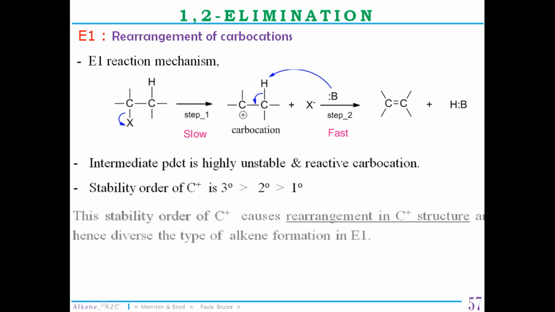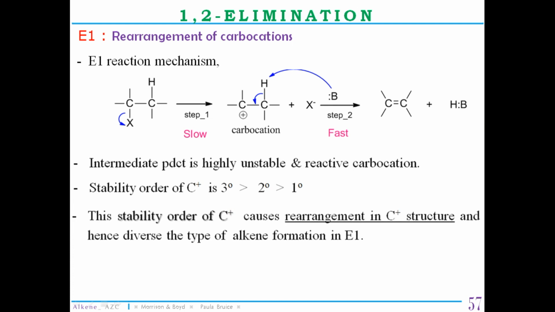Rearrangement of carbocation in E1. A carbocation intermediate is formed which is highly reactive and unstable, and we know the stability of carbocation, where tertiary carbocation is most stable, then secondary, and then primary. This stability order of carbocation causes rearrangement in carbocation structure, and hence diverse types of alkene formation are observed in E1 reaction.